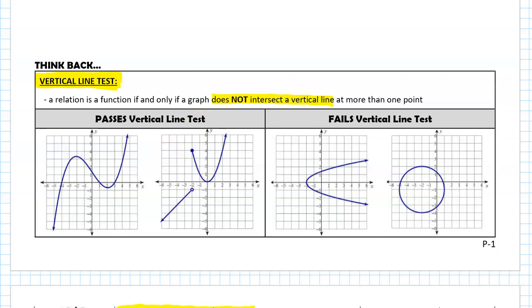So I have 2 examples for us. These first 2 examples are of graphs that pass the vertical line test, meaning that if I drew a vertical line anywhere through this graph, it would only intersect the vertical line at one point. So therefore, it must be a function. It passes the vertical line test. Same thing here on this graph. I can put it in multiple spots.